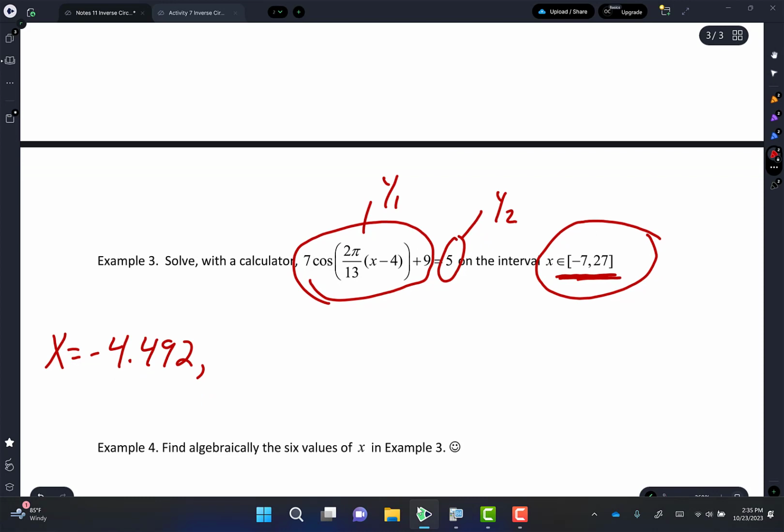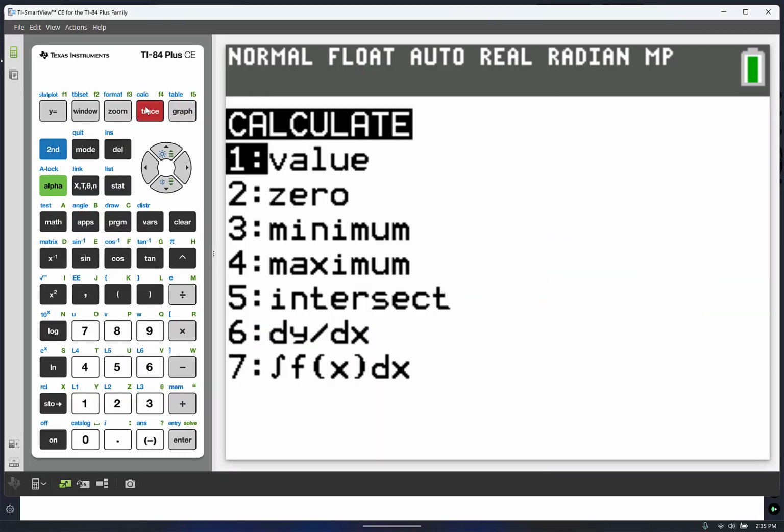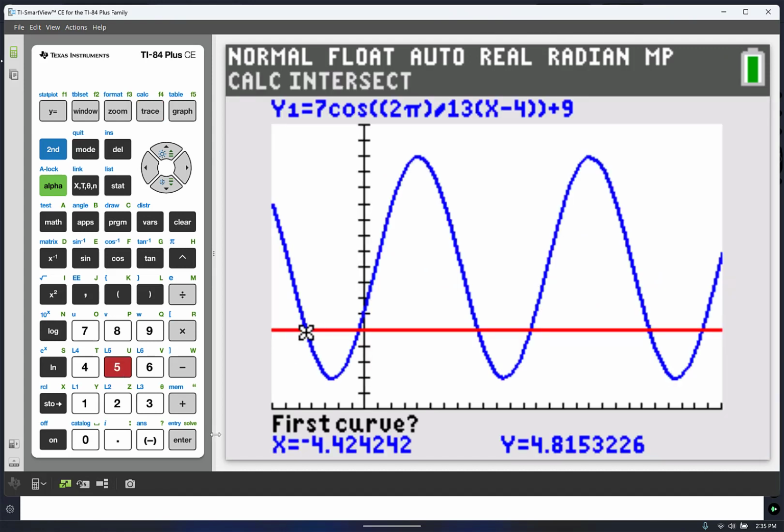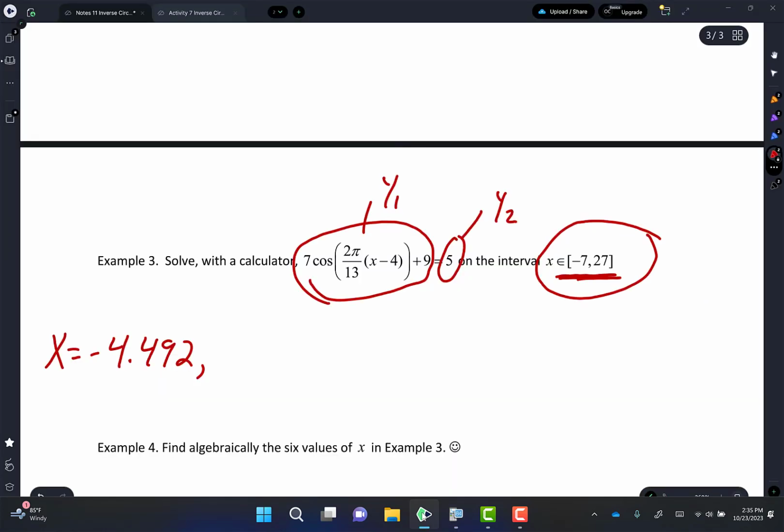All right, next one. I'm going to go second, calculate number 5. Enter twice, 1, 2. And I'm going to scroll to the second one, and it has to say the word intersection. Push enter. -0.508. -0.508, comma.